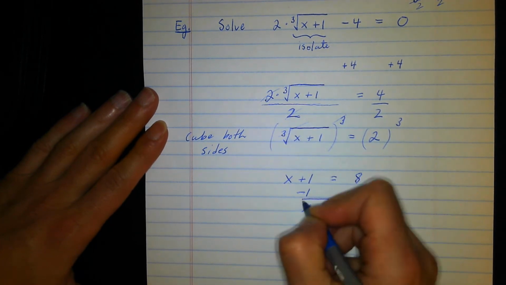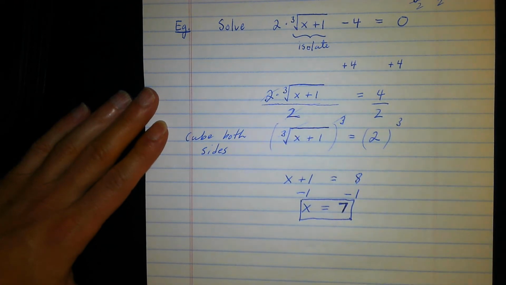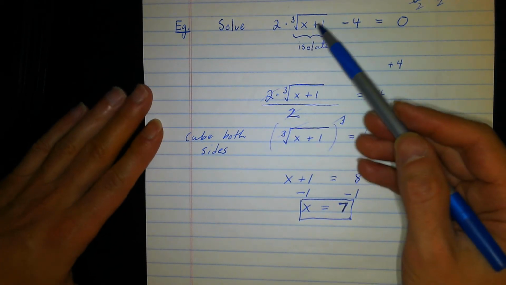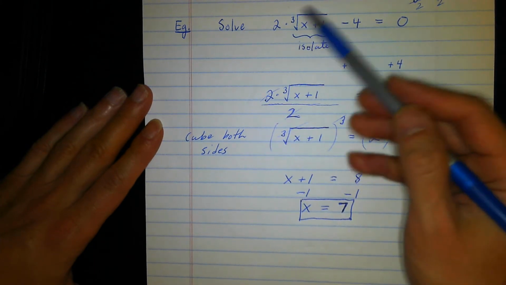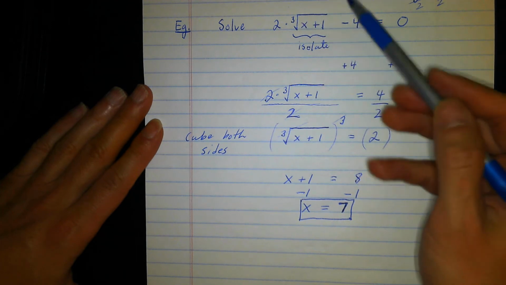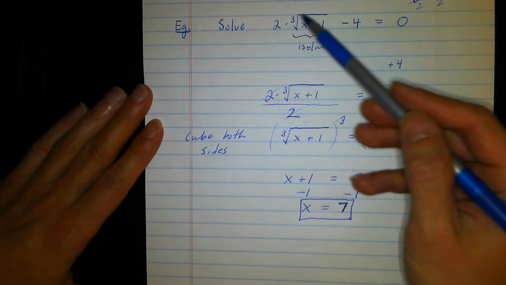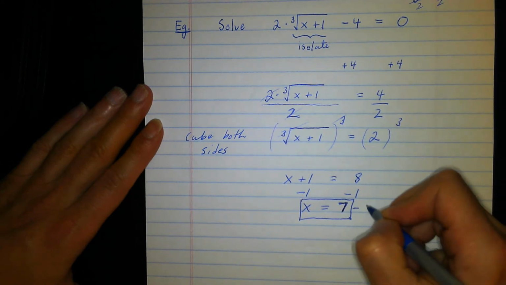Okay, now remember, we need to check to see if this is a valid root. And I think I'll just do that in my head. Well, what do I get? 7 plus 1 is 8. The cube root of 8 is 2. So if I put 7 in here, this whole piece will evaluate to 2. And then I would multiply it by 2. 2 times 2 is 4. Minus 4 equals 0. So this is a valid root.